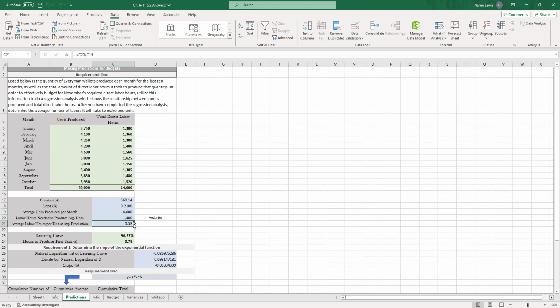And we can use that in our predictions to budget, because now we have information in this example that says it takes us about 0.35 hours to make an Everyman wallet. That's our existing model. That thing has been made for a while. Like, we are really good at doing that.